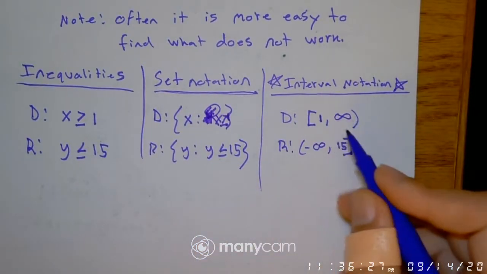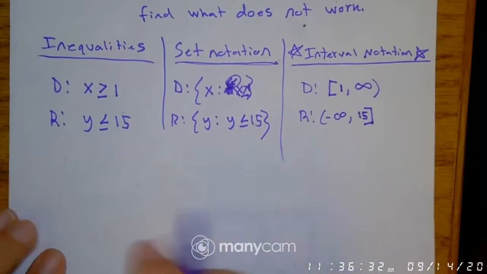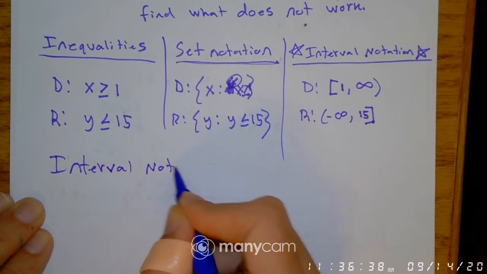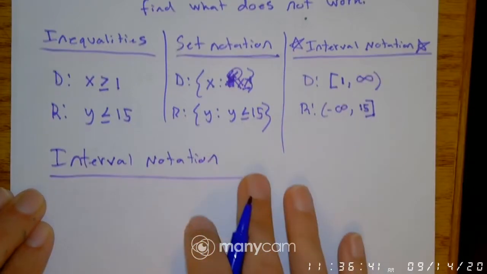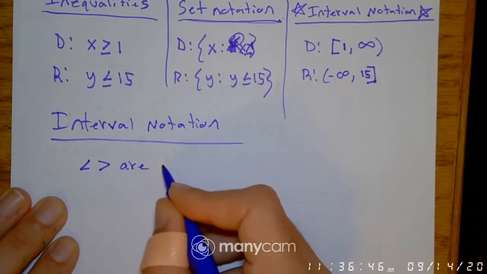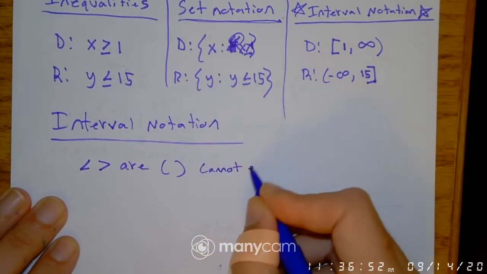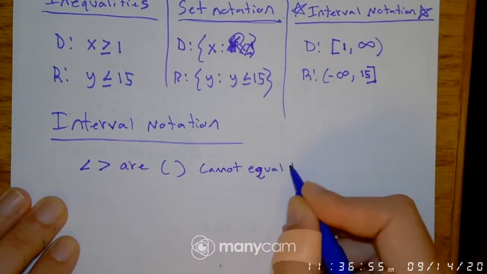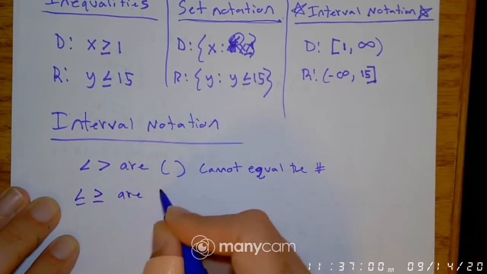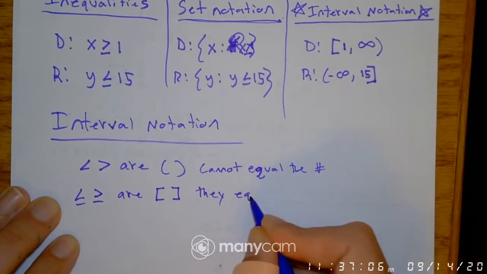So we need to talk about this a little bit more. I'm pretty sure you guys have learned interval notation, but I do want to go over a couple of things about interval notation. So just remember that these symbols are these symbols now, right? And that means it cannot equal a number. And then these symbols are now brackets, and they equal.